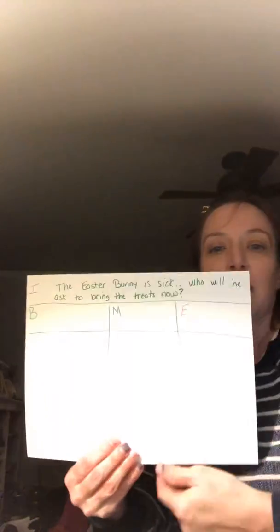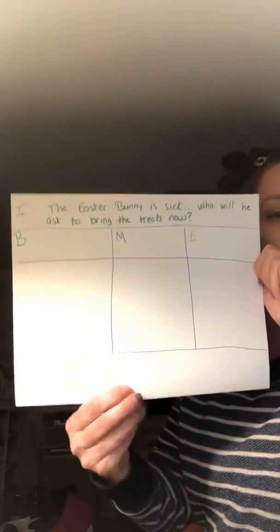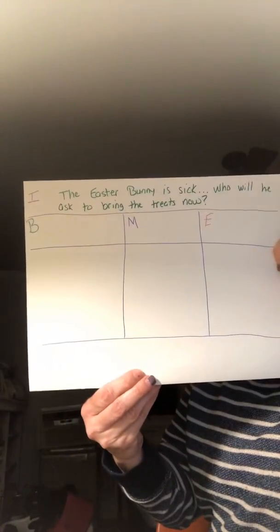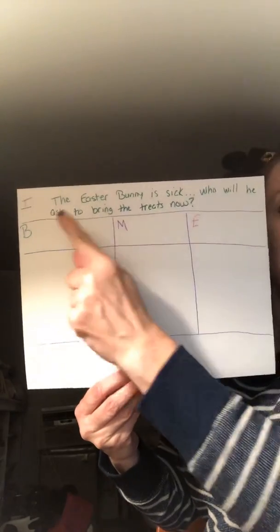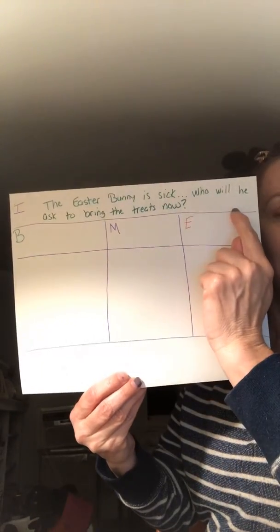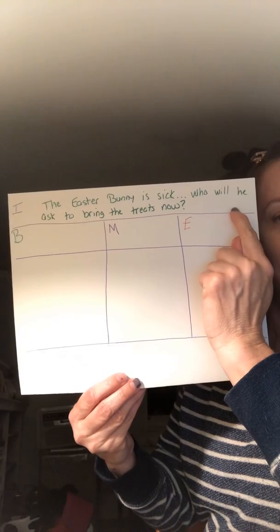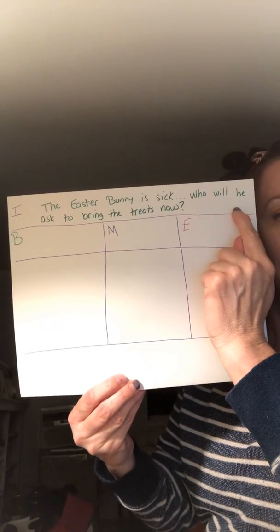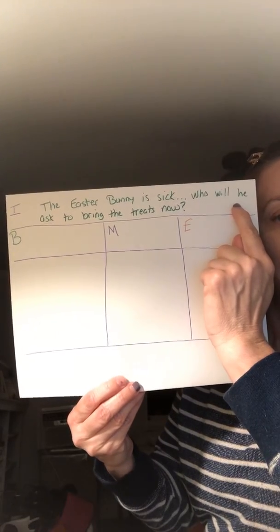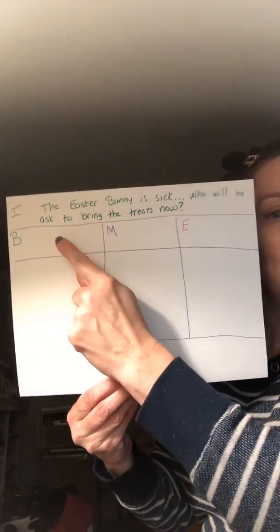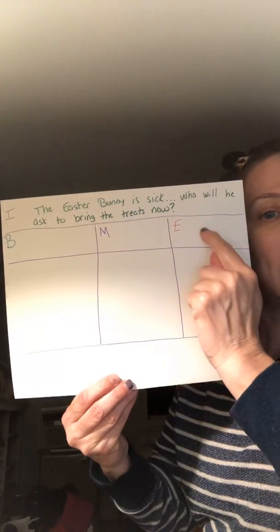So I'm going to show you how to use a graphic organizer. It looks similar to the ones we've used earlier this year to organize your information. So we learned that every story has to have an introduction. In this story, it's going to be that the Easter Bunny is sick, and we need to figure out who he's going to get to deliver the treats. We need a beginning, a middle, and an end.